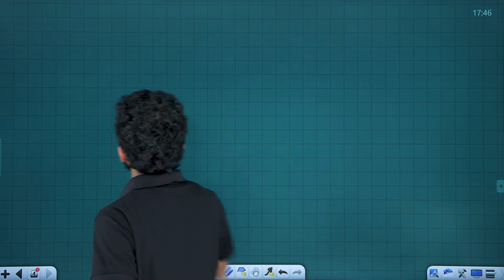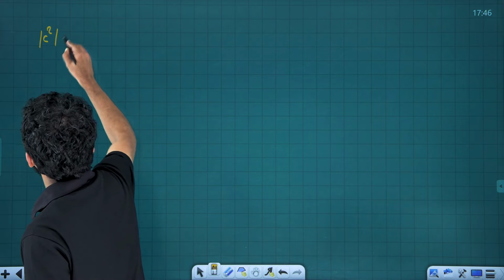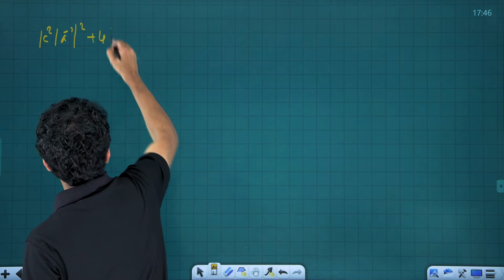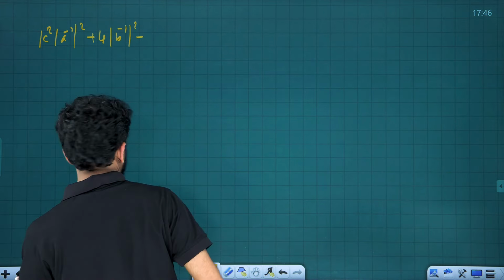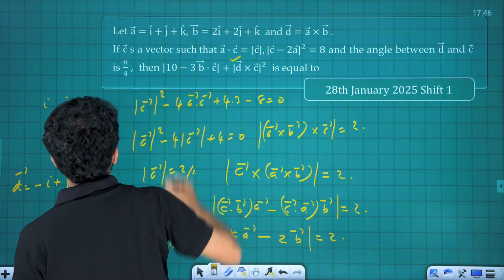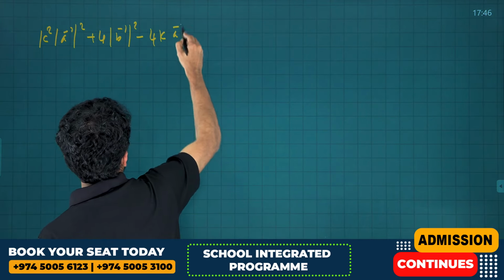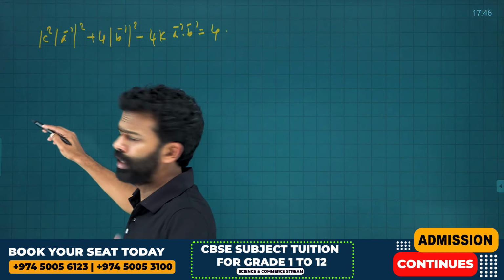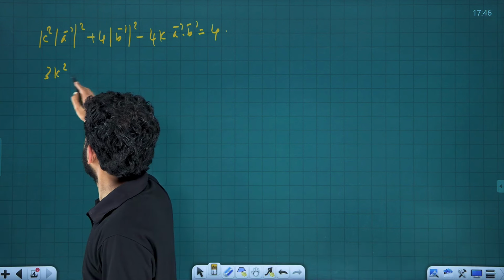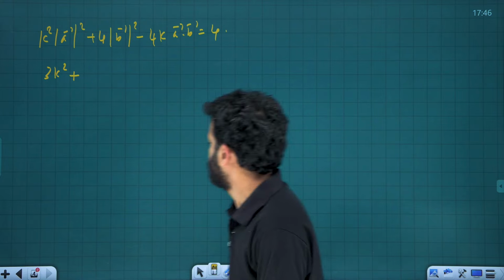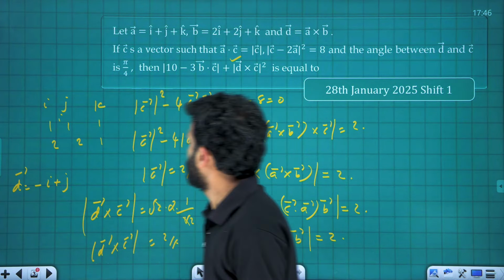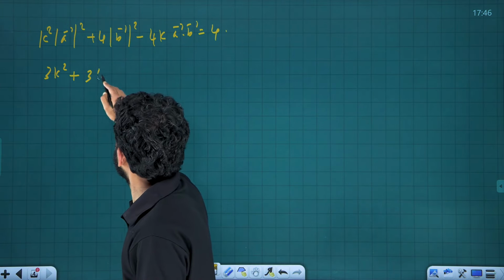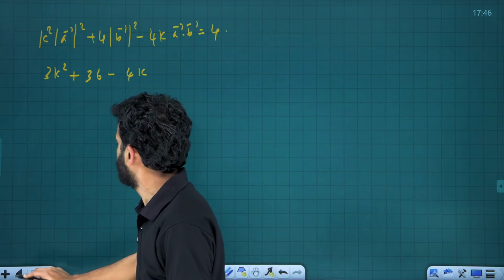K square into magnitude of A square, plus 4 into magnitude of B square, minus 4K into vector A dot vector B, minus 4K into vector A dot vector B, is equal to 4. What is magnitude of A square? 3, right? That is 3K square plus 4 B square. The magnitude of B square is 9, that is 2 square plus 2 square plus 1, that is 9. That is plus 9 into 4, which is 36, minus 4K into vector A dot vector B.